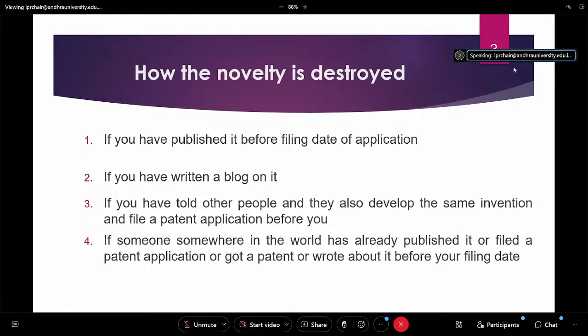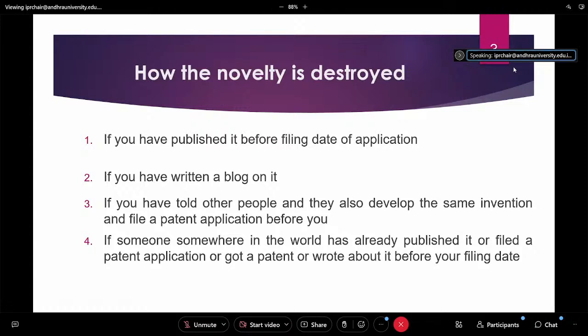Hope that is clear. Then if you have written a blog on it, so you have invented something really great, something you did, but you couldn't register yourself. So before filing the patent application, you wrote a blog on it and your blog is very famous and everybody came to know about it. So again, it is in public domain. So you lost your novelty.